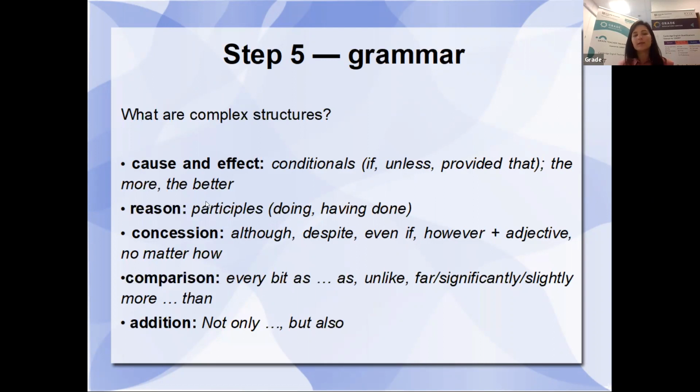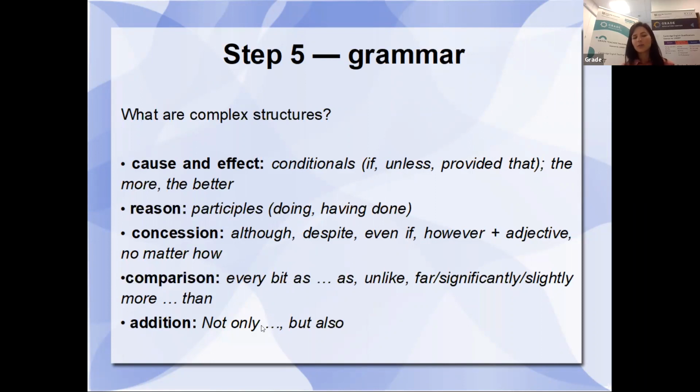Then when we talk about reasons, we can use participles like doing this, or being this, they will do this, or having done this. Okay, you can go further. Then you can think about concession. It's when you say, yes, this is true, but this is also true. So we have seen an example of concession with although. It was a bad example, but still. Despite, even if, different concession structures with adjectives like however beautiful she may be, or beautiful as she may be, or no matter how beautiful, and things like that. And comparative structures, various.